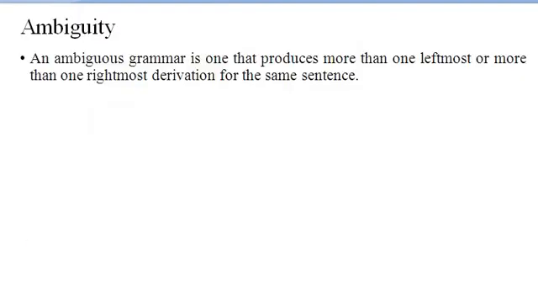Next is ambiguity. Then what is ambiguity? What is ambiguous grammar? Any grammar is said to be ambiguous if there exists more than one leftmost derivation or more than one rightmost derivation or more than one parse tree for a given input string. If the grammar is not ambiguous, then it is called unambiguous. So an ambiguous grammar is one that produces more than one leftmost or more than one rightmost or more than one parse tree for the same sentence.